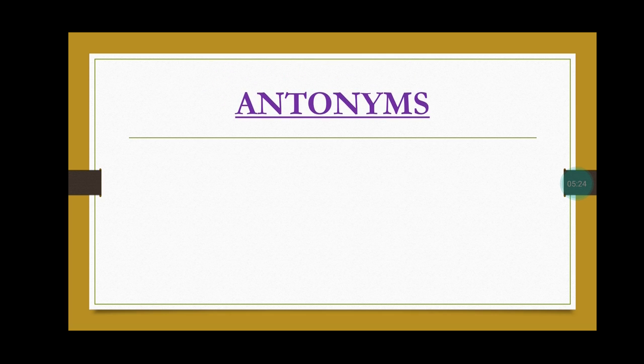Now let's listen to more examples of antonyms. Like I told, what is an antonym? Antonym is the opposite word of anything. For example, if we use the word happy, the opposite of happy is sad. If somebody is crying, what will be the antonym? The antonym will be smiling.